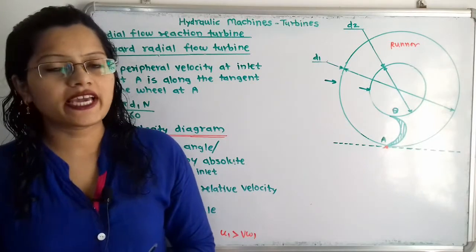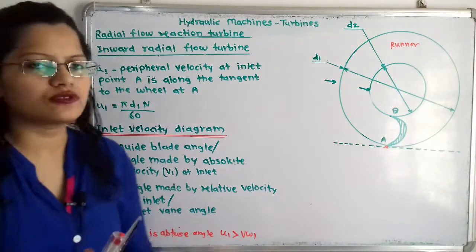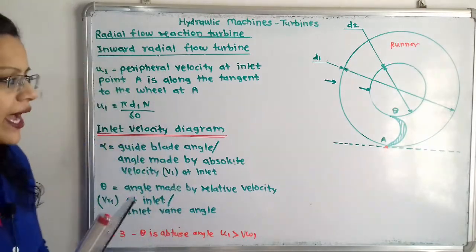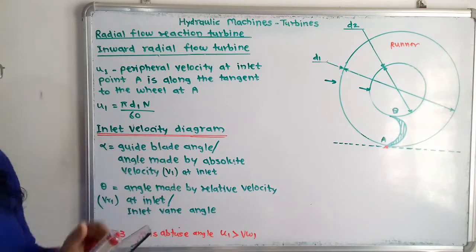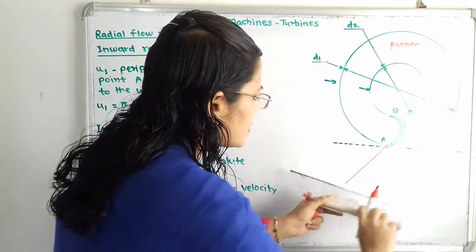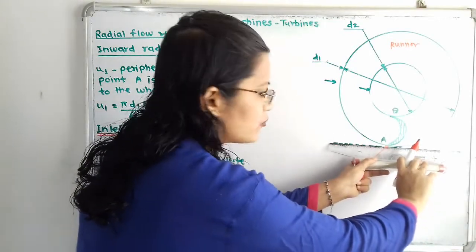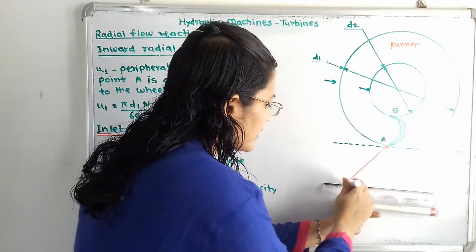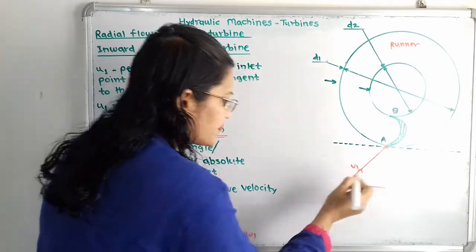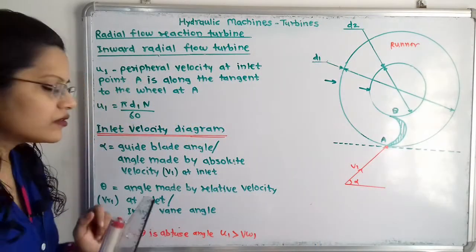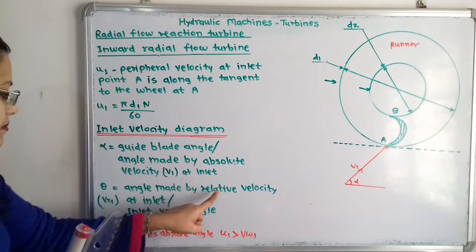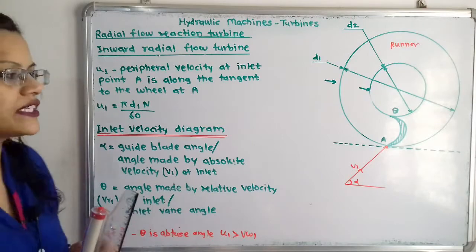Now we will move for the case 3 when theta is obtuse angle. So how to draw the velocity diagram? So first I will draw absolute velocity with guide blade angle alpha. So here this is V1 with guide blade angle. So for this angle we have to take line parallel to this tangent, and here is the angle alpha, and here is V1. Now theta, how to draw this theta? So if we observe, it is given that the angle made by relative velocity at the inlet tip.